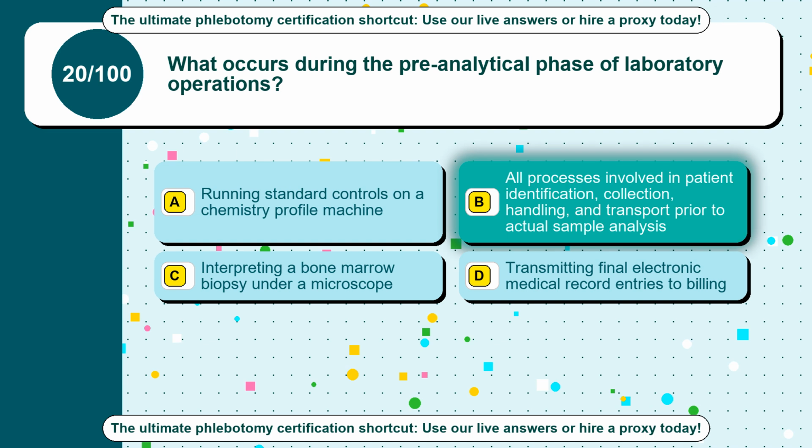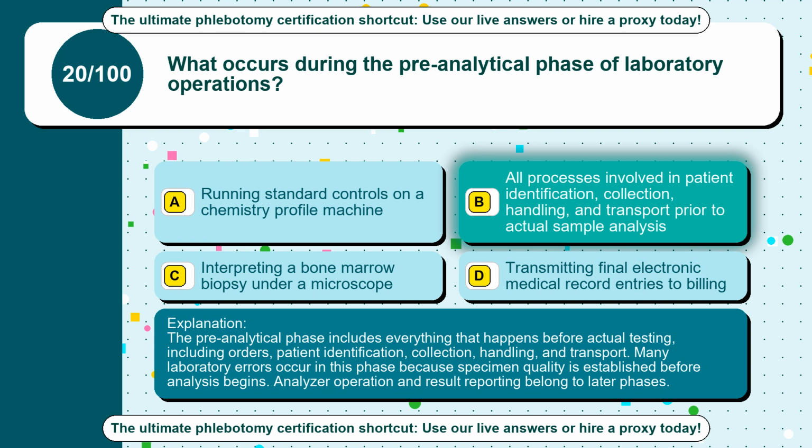All processes involved in patient identification, collection, handling, and transport prior to actual sample analysis. The pre-analytical phase includes everything that happens before actual testing, including orders, patient identification, collection, handling, and transport. Many laboratory errors occur in this phase because specimen quality is established before analysis begins. Analyzer operation and result reporting belong to later phases.